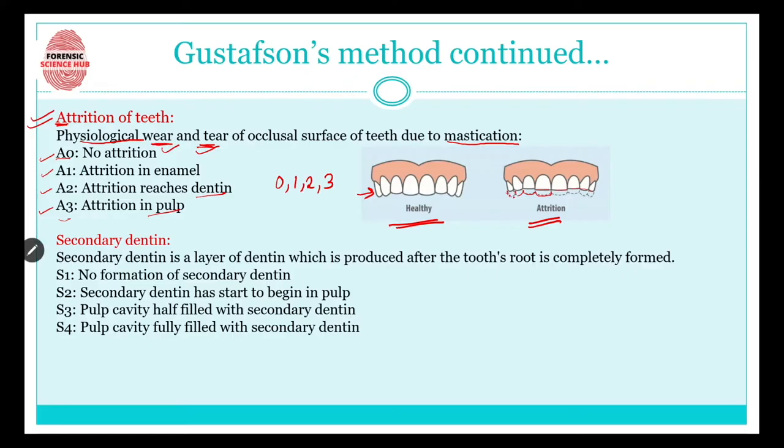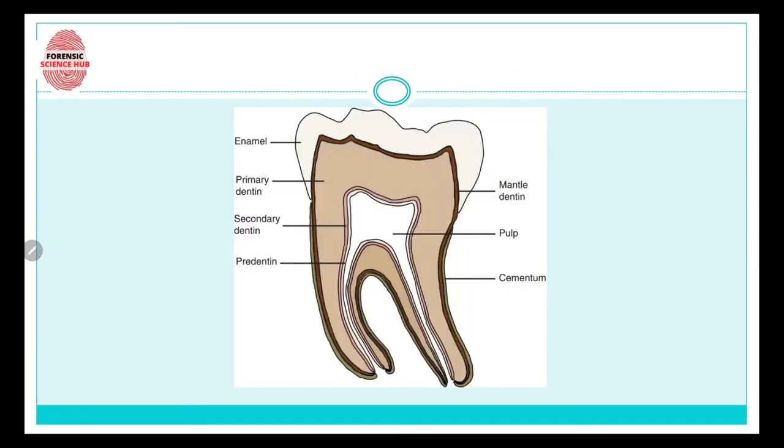Then the second criteria is secondary dentine. Secondary dentine is a layer of dentine which is produced after the tooth's root is completely formed. Normally we have only one dentine, but with age a secondary dentine starts to get formed. Here you can see in this picture, this area is the primary dentine area. But with age we get to see a secondary dentine area also. This area here you can see, this is the secondary dentine area.